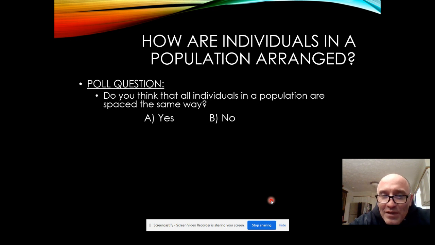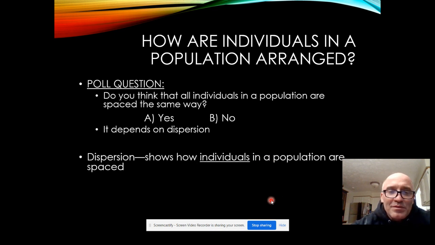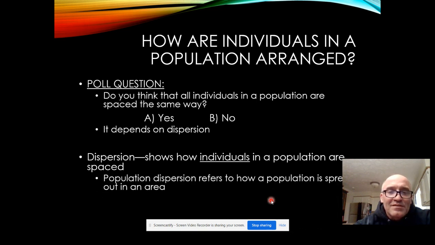Do you think all individuals in a population are spaced out the same way? Yes or no? Of course, the answer is no. We have what's called population dispersal, or dispersion, and it just describes how the individuals in a population are spaced. How do they arrange themselves?